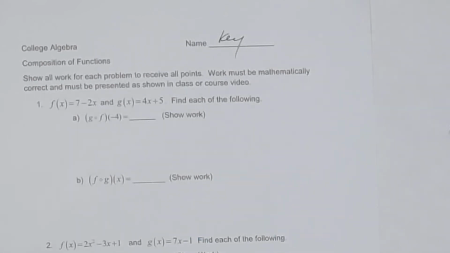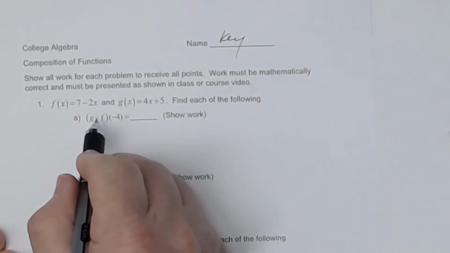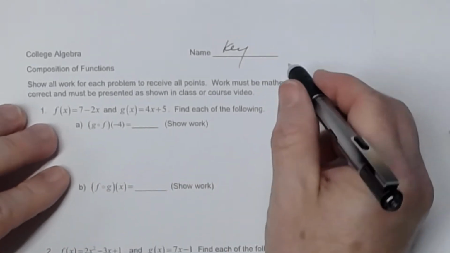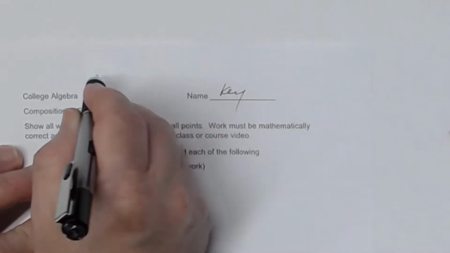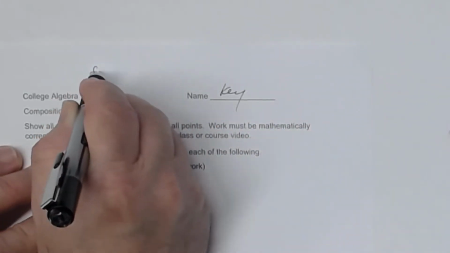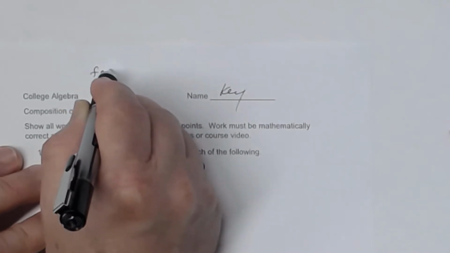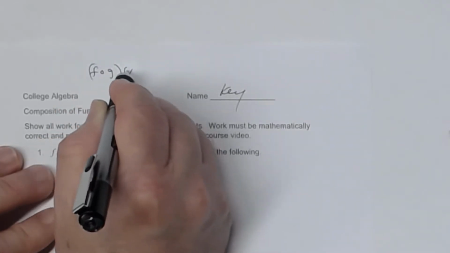All right, so this is a key on the worksheet on composition of functions. Remember that you can't see it well, but this is an open circle. The little open circle here means composition. By definition, let me go ahead and write that here, f composed with g at x.